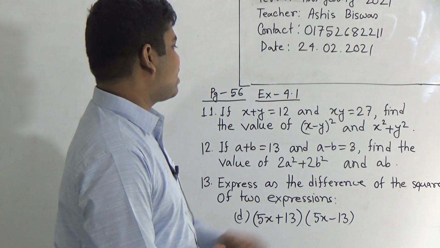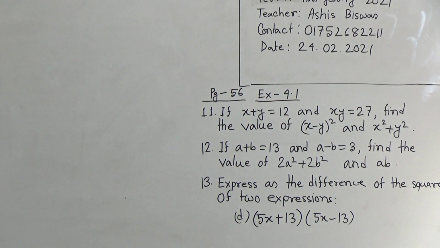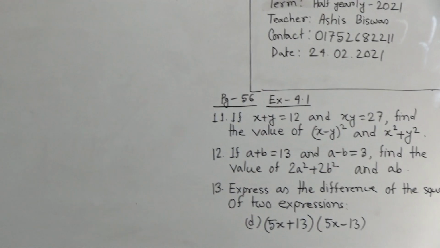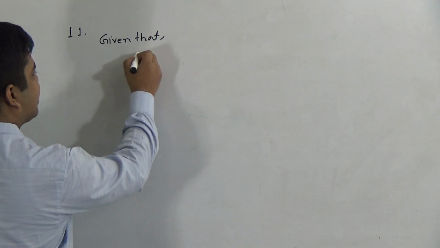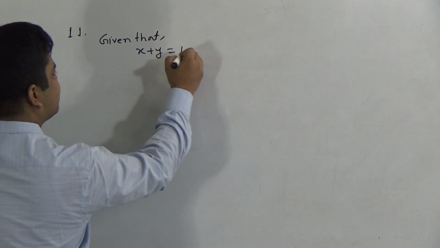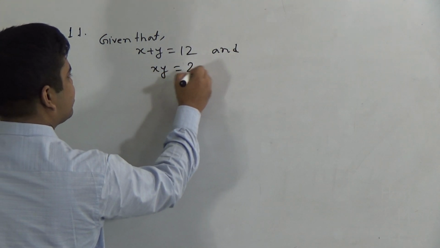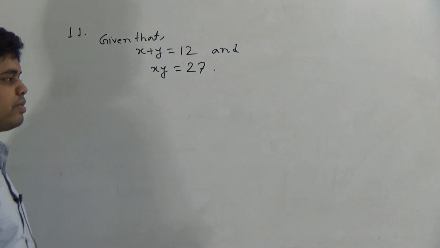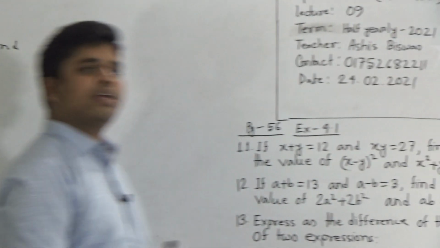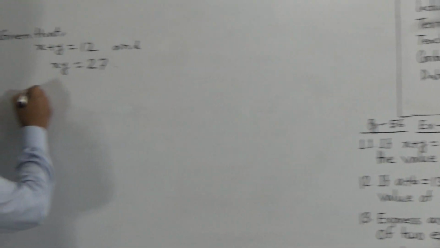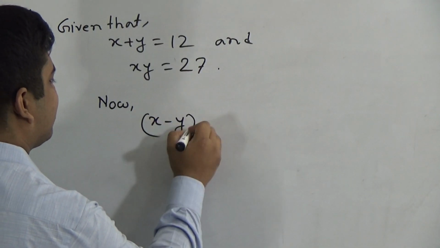In order to solve this, at first we write given that. Question number 11. So write here given that, x plus y equal to 12 and xy equal to 27. Now, my dear students, we need to find out the value of x minus y whole square. So here I write now x minus y whole square.